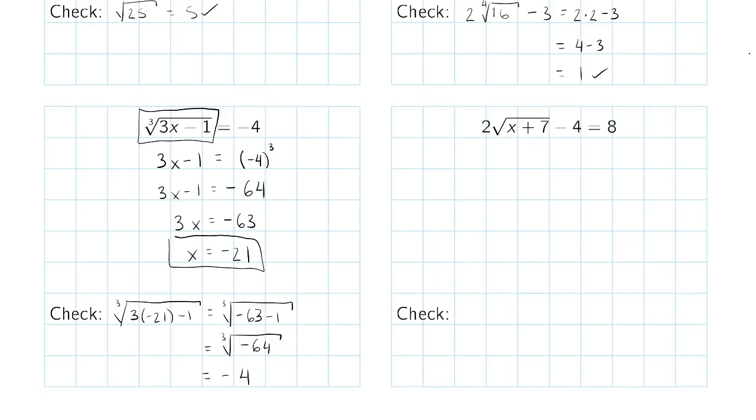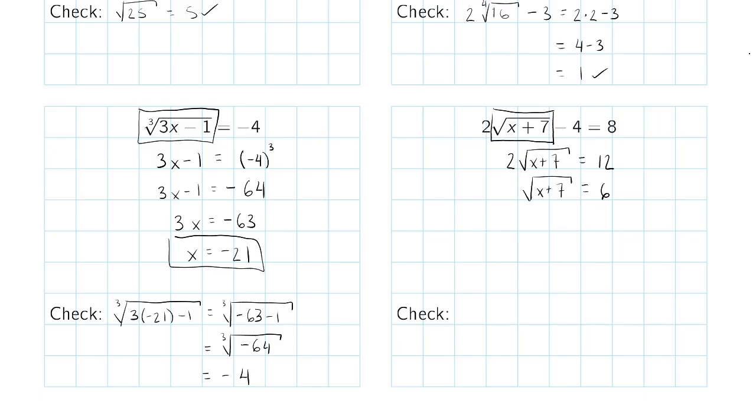2 times the square root of x plus 7 minus 4 is 8. So our square root of x plus 7 is not currently alone on the left side of the equation. First, we need to isolate it. We'll add 4 to both sides, which leaves us with 2 root x plus 7 equals 8 plus 4 is 12. We'll divide both sides by 2. Root x plus 7 equals 6. And now our square root is alone on the left side of the equation.